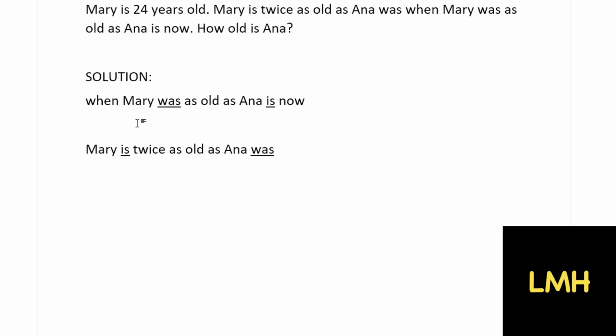Repeat reading to understand. When Mary was as old as Anna is now. When Mary was as old as Anna is now means that the past age of Mary is equal to the present age of Anna.